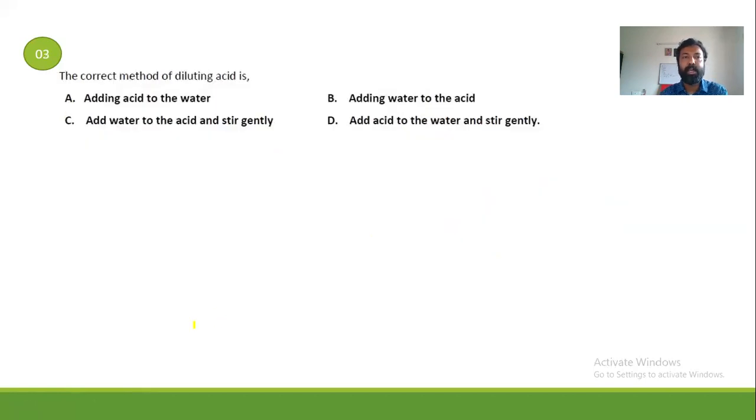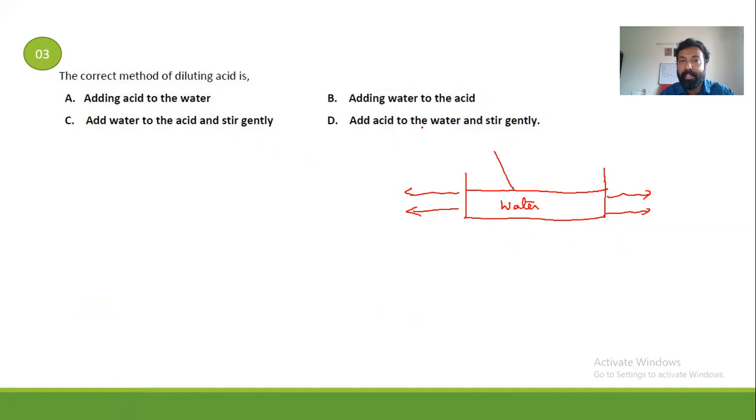What is this third question? The correct method of diluting acid is. If you dilute a very strong acid, you have to be very, very careful. Diluting an acid is a vigorous exothermic process, a lot of heat is liberated. Acid is added to water here. So if you take the water and add acid, option number 3, that is D, is correct. Add acid to the water and stir gently.